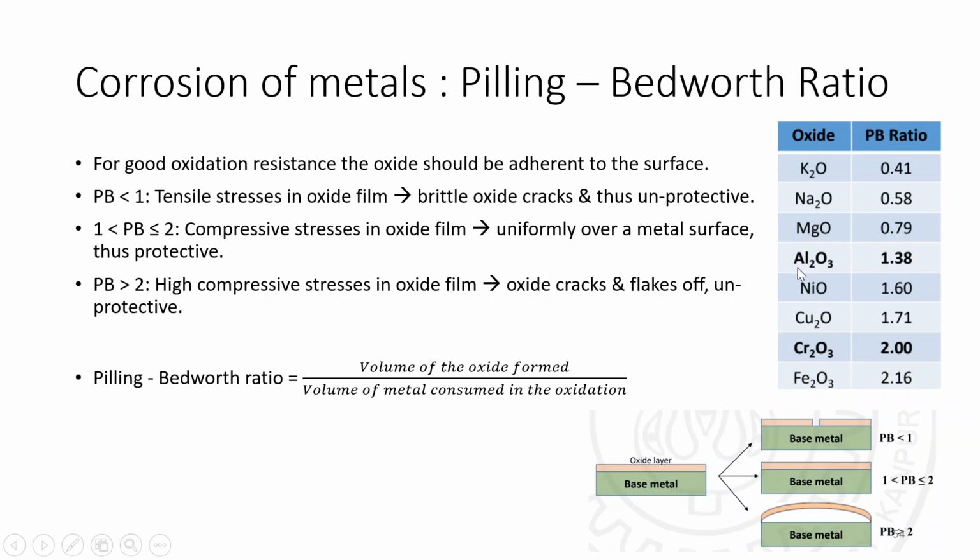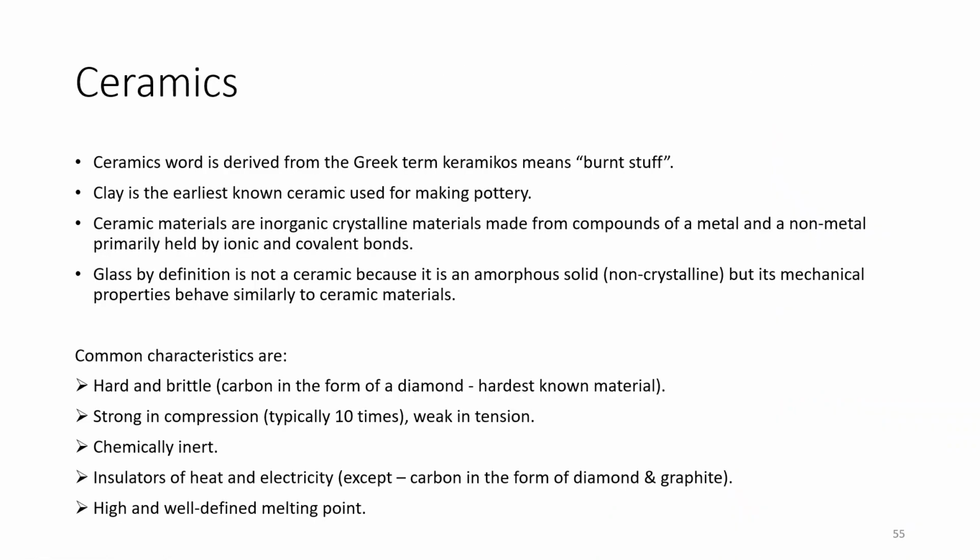Now alumina and chromia are the ones having a protective oxide layer. So alumina, nickel oxide, copper oxide are nicely protective, but as we know, in iron this oxide layer is not that protective, and it leads to further corrosion of the material. And in potassium, sodium, magnesium as well, there is presence of tensile stresses.